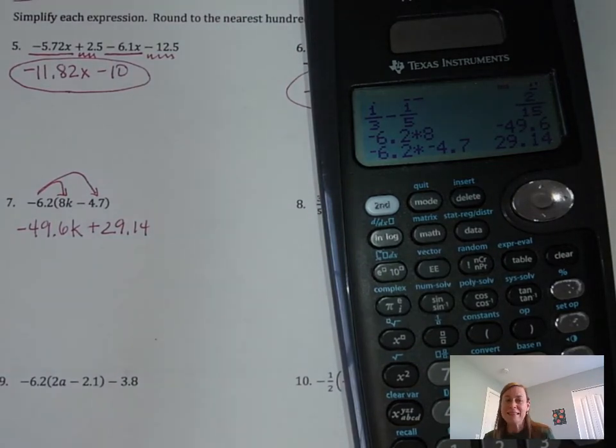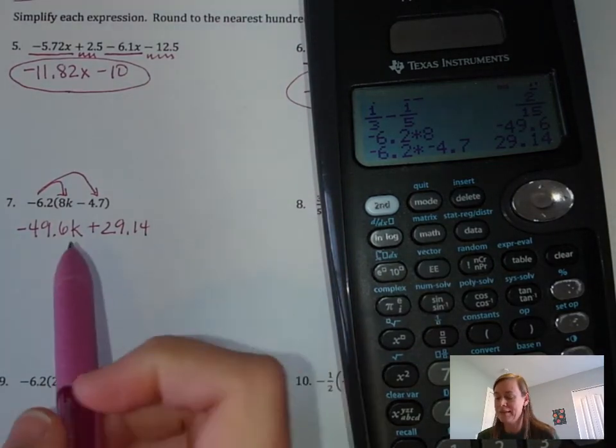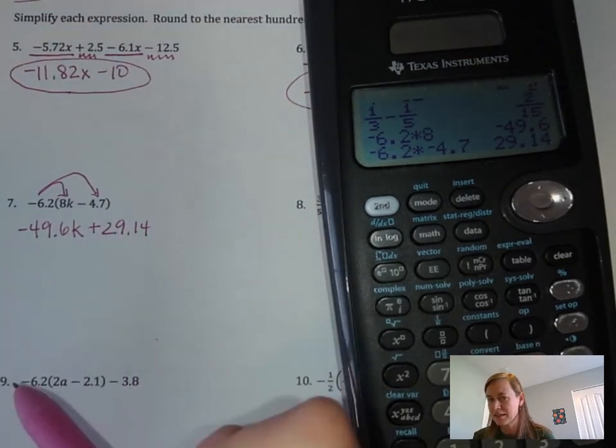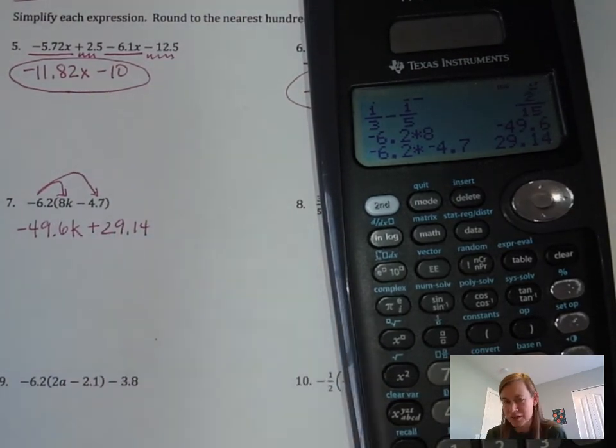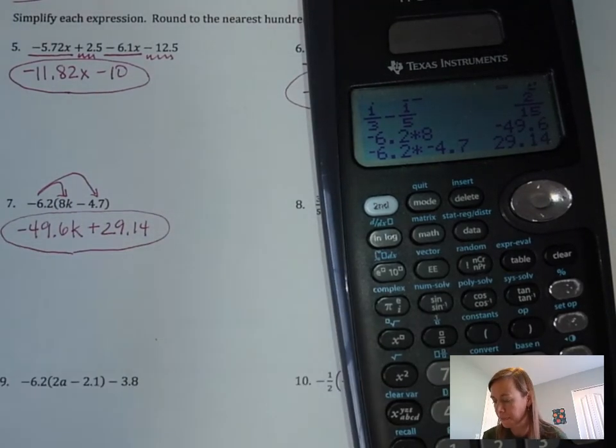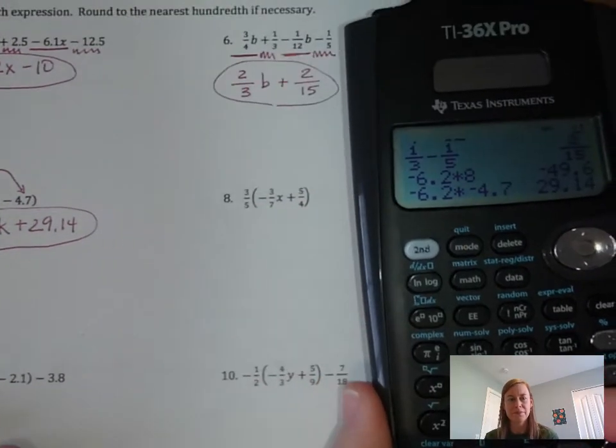And then, is that all we need to do? Let's see, we have one term with a k. We have one term that's just a constant. Can't solve any equations here because there's no equal sign, so we're just going to circle it. We are done here. Let's look at the next one.